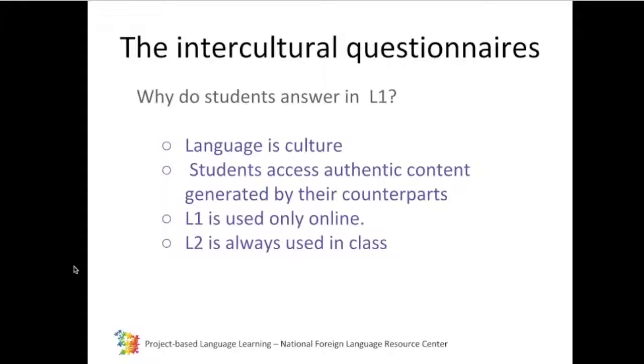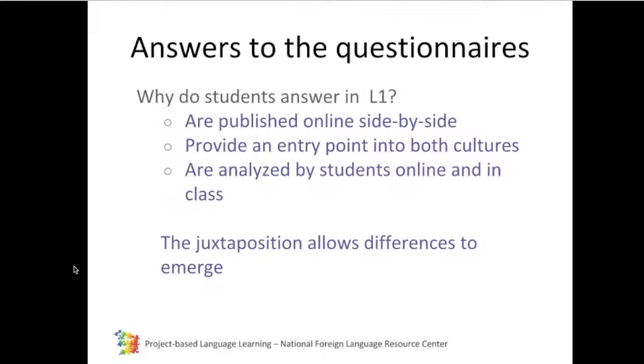And class becomes a place where they recycle immediately what they've picked from what their counterparts have written in French, when I work with my French-American exchange, for instance. So as I hope to demonstrate, language is at the center, at the heart of the process with Cultura. So we're going to take a look at what happens when the students have answered the questionnaire.